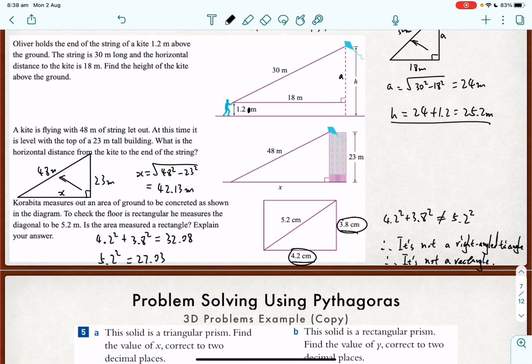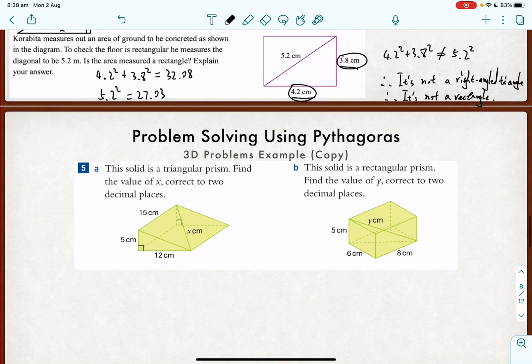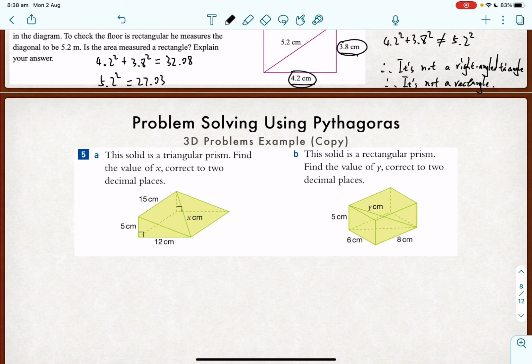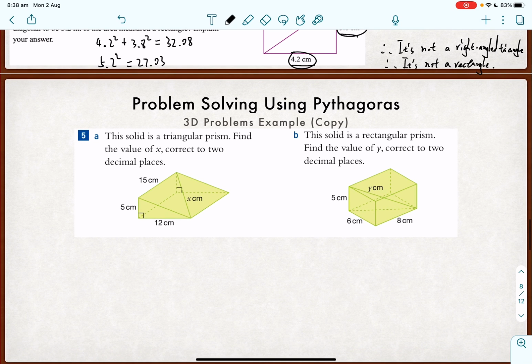Too easy. Okay, now the hardest one is 3D problems. You kind of need to visualize it, but I'll try to give you as much hint as possible. I've got two examples here. Even in 3D, you're doing really well in Pythagoras. Always draw a right angle triangle with the missing side in there first. In this case, we're looking for this one here, from one side to the other.